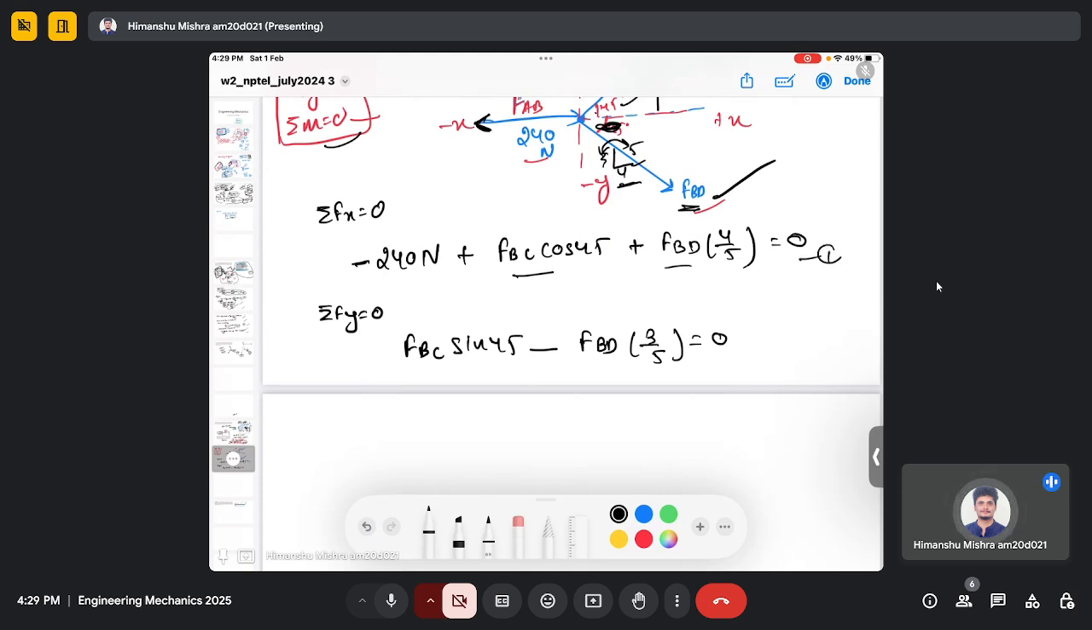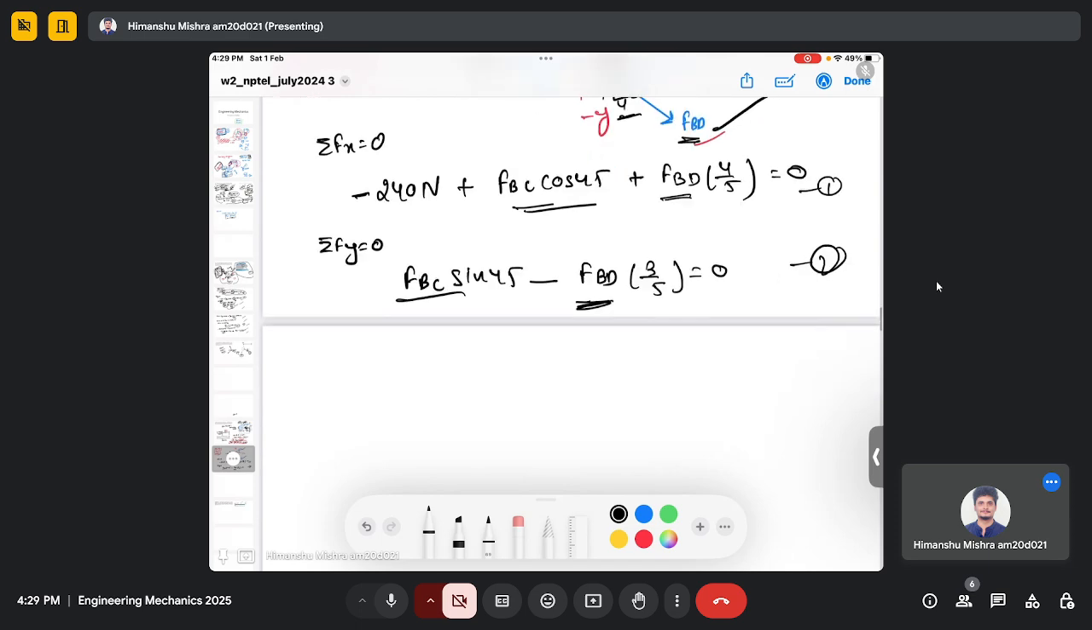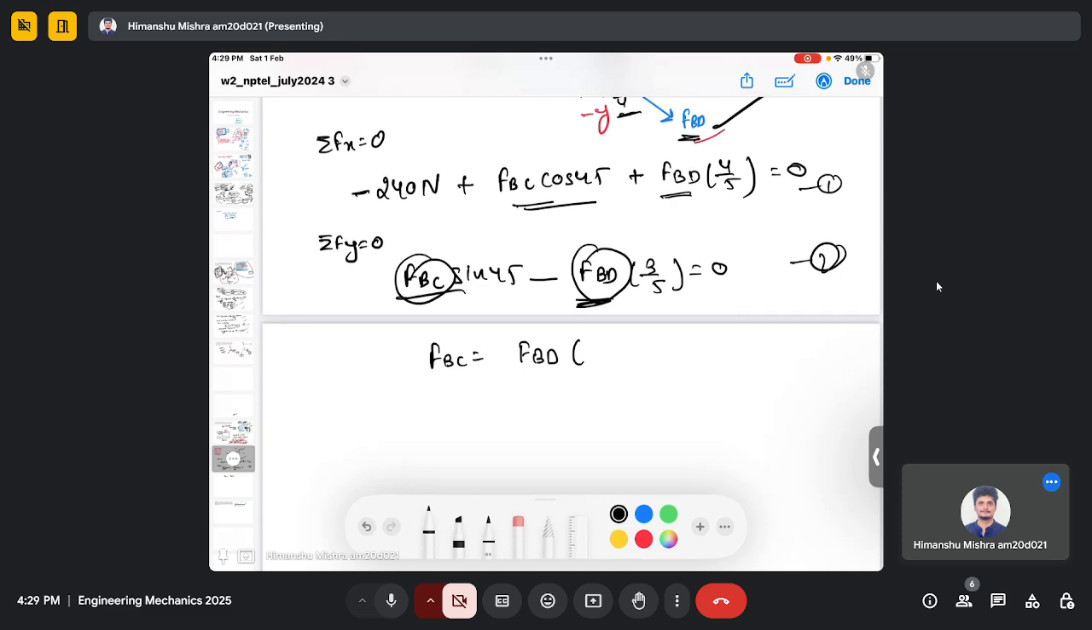So these are the two equations we have and two unknowns. So we can use the second equation to write the relation between FBC and FBD. So there will be some expression. So my FBC can be written as FBD times 0.6 divided by sine 45.